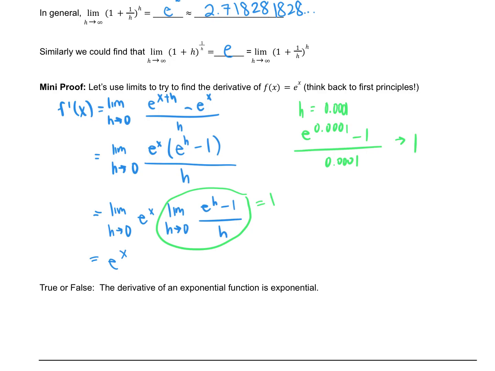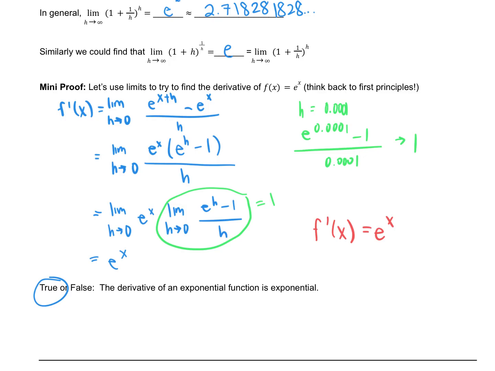So I would have my derivative as e to the power of x times 1, which is just e to the power of x. So here it is. F prime of x is e to the x. So the derivative of the original function is the same as the original function itself when the base is specifically e. True or false? The derivative of an exponential function is also exponential. That is true because the derivative is the exact same exponential function.